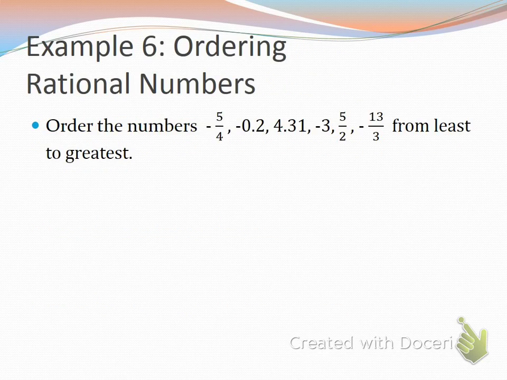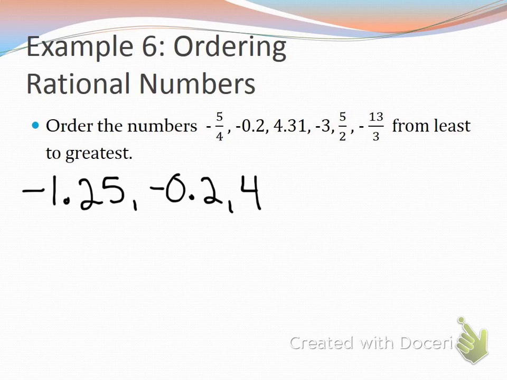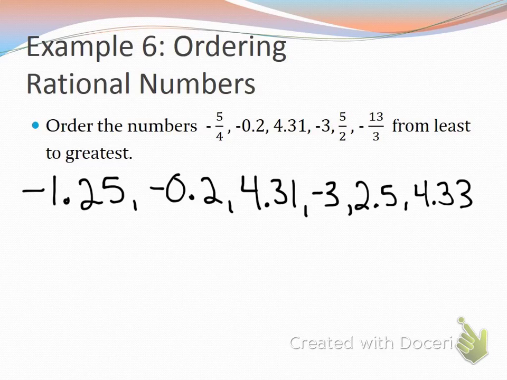In example 6, we're ordering these least to greatest. The problem is that we need them all in the same format, so we need them all as decimals. So the fractions that you see, you need to go ahead and convert to decimals first, and then we can put them in order least to greatest. Okay, so negative 5/4 becomes negative 1.25, negative 0.2, 4.31, negative 3, 2.5, and 4.33. It was a 3 repeating. Why did I do 2 3s? Why not 3 3s? Did I need 3? No, because the other decimals only had 2 digits.